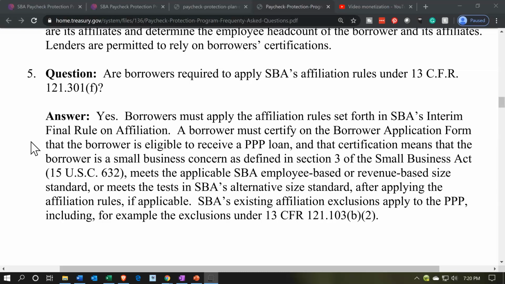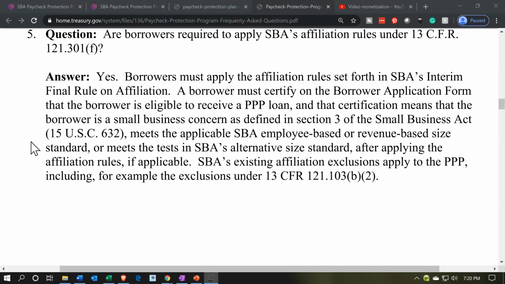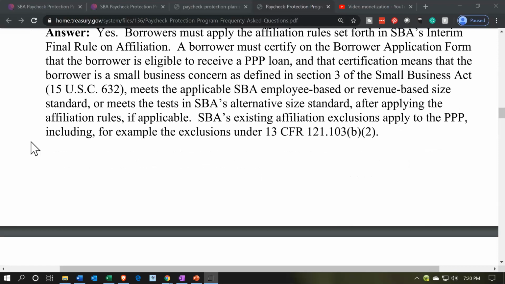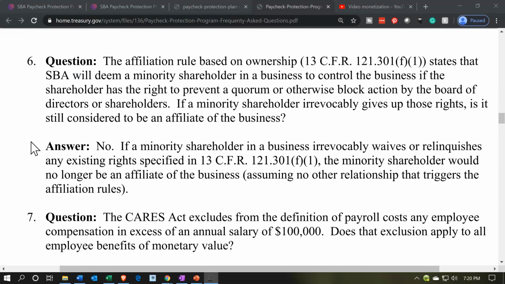SBA's existing affiliation exclusions apply to the PPP, including, for example, the exclusion of 13 CFR 121.103(b)(2).